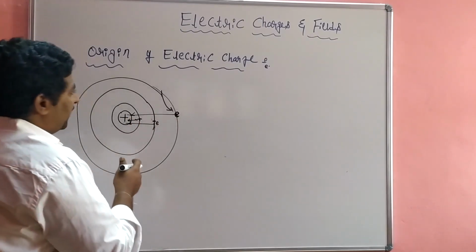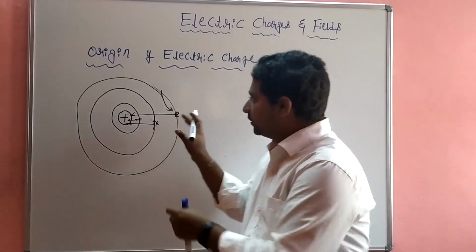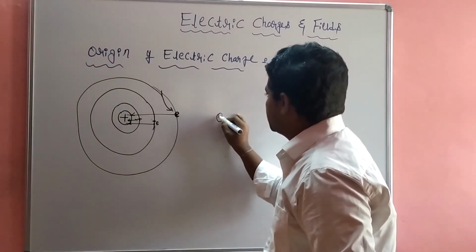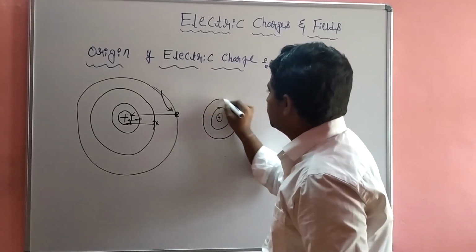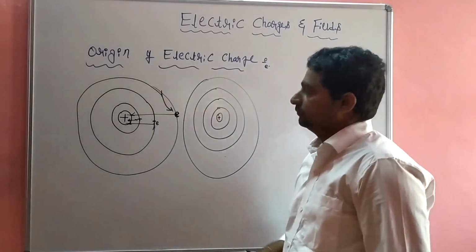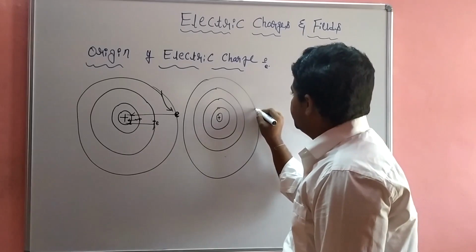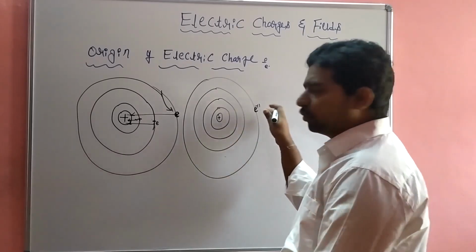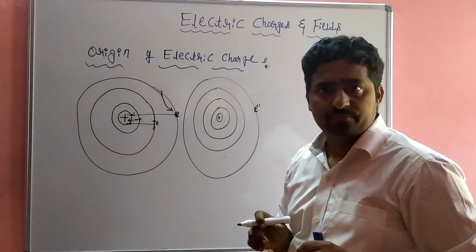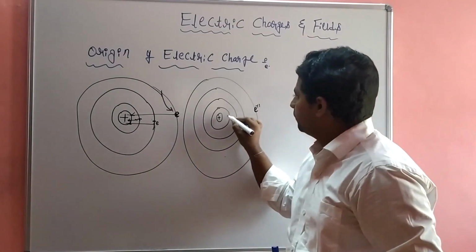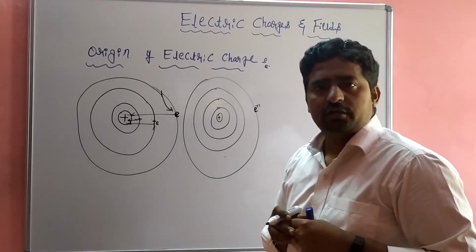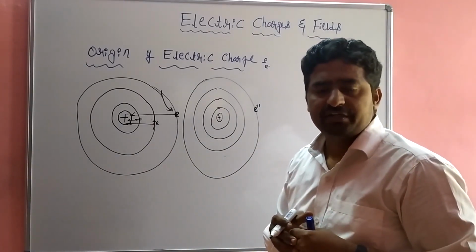Now what happened? This is rubbed with another atom. Let's take this another atom. This is also positively charged, and it also has orbits and an outermost electron. Let's take outermost and outermost. We discuss only the outermost orbit electron. From atom to atom, there are differences and discrepancies in this outermost orbit electron.